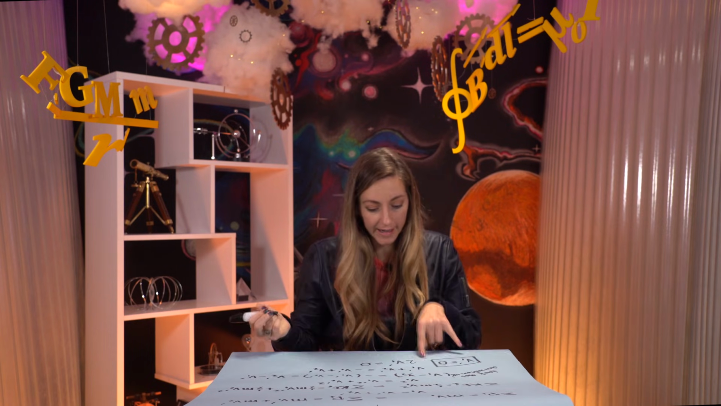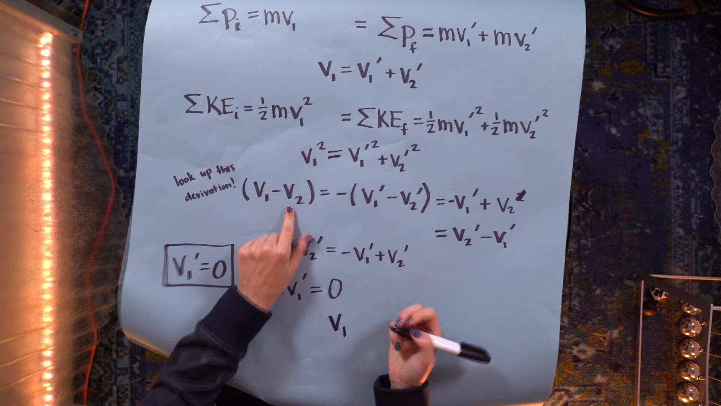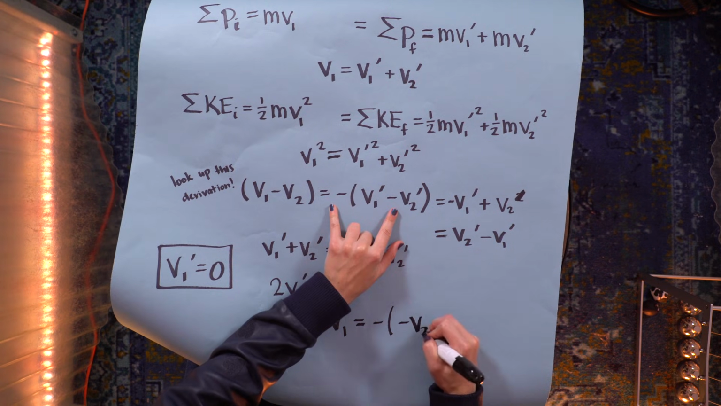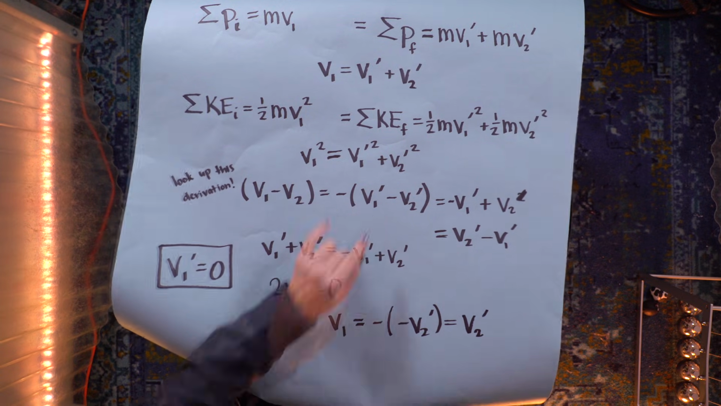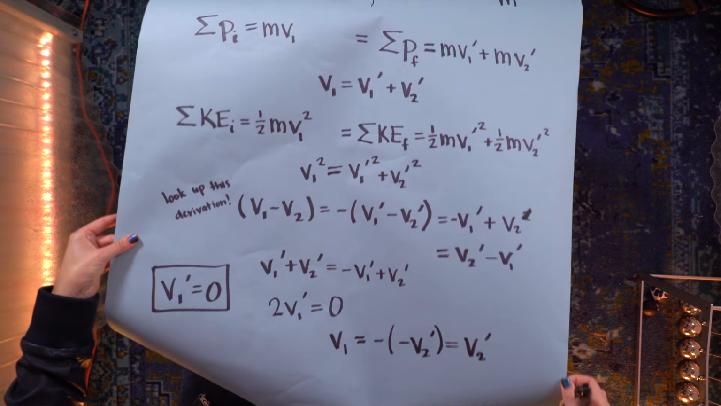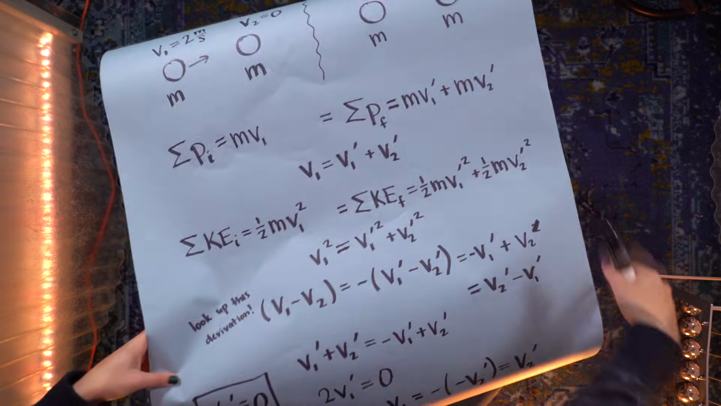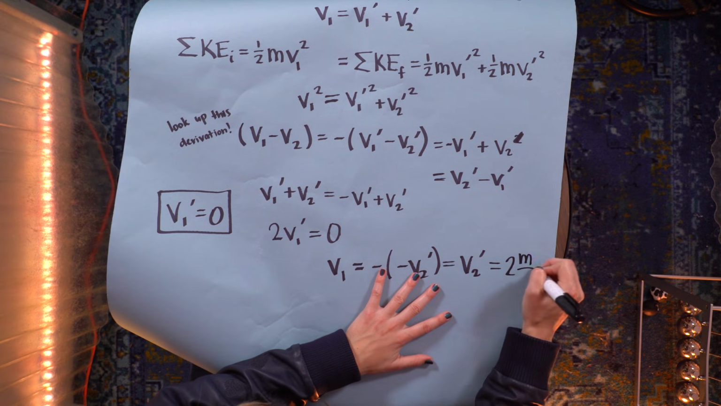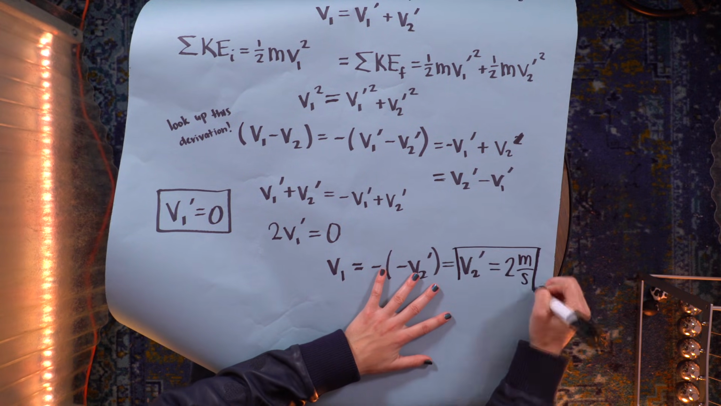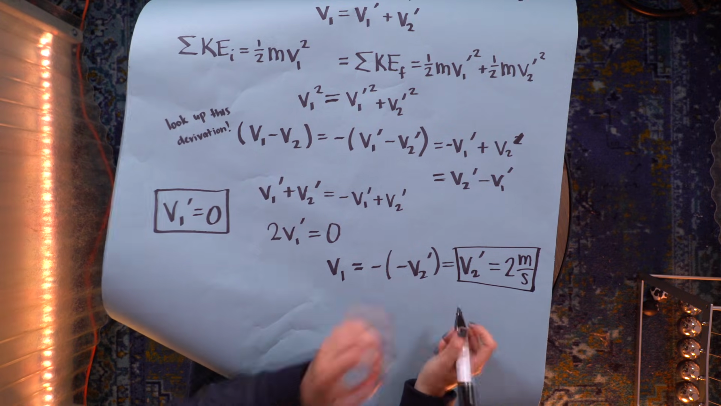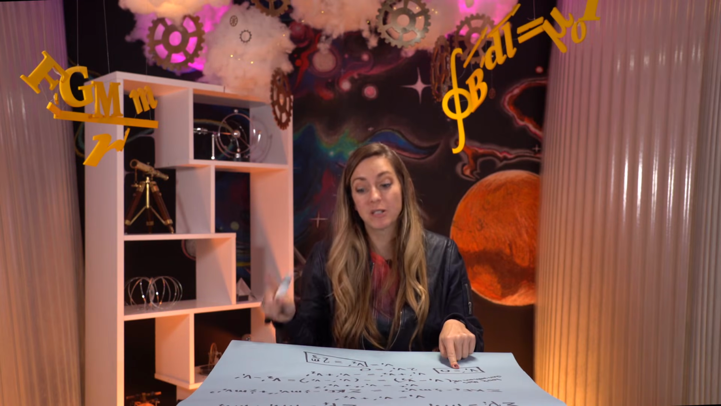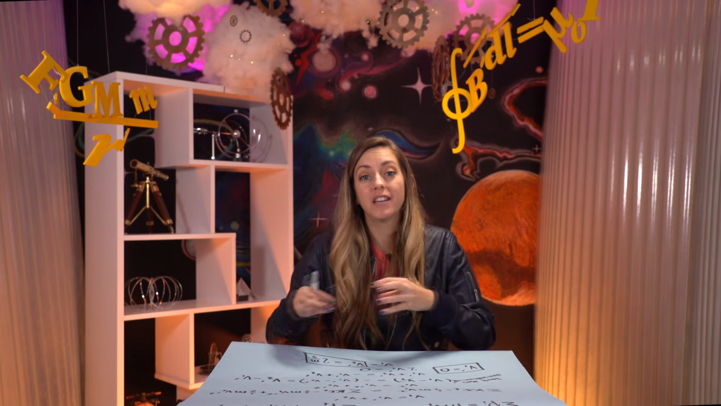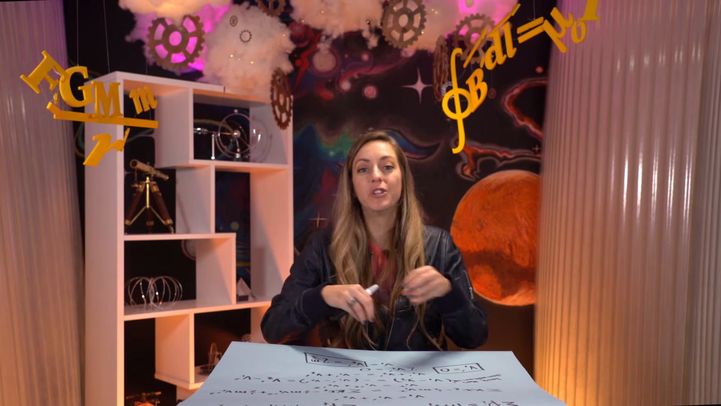And then I can plug that back in, and I get v1, v2 again is 0, equals minus v1 prime, which is 0, so I get 0 minus v2 prime equals v2 prime. So that means v2 prime is equal to my initial vi, which was 2 meters per second. So v2 prime equals 2 meters per second. Well, this is cool because the math in our answer is telling us something interesting. Ball 1 completely stops, and ball 2 moves on with the velocity that ball 1 had. In this case, ball 1 ended up transferring all of its momentum and kinetic energy to ball 2.